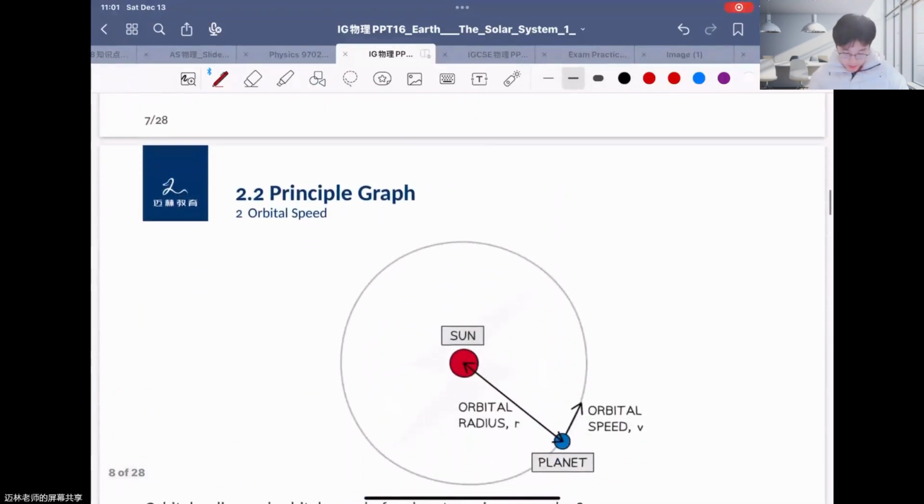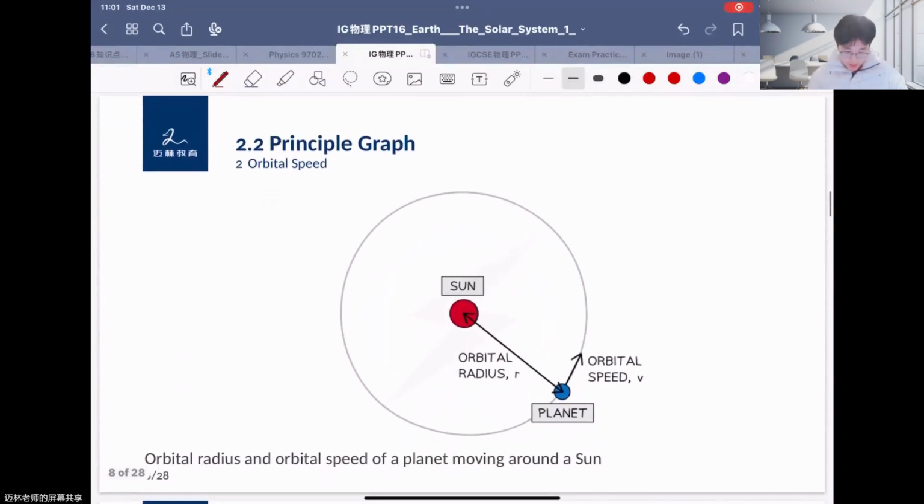Here you can find an example, like a planet just moving around the sun. If you want to calculate the speed, you can use the formula for speed. Speed equals distance moved over time taken, right? Just put the circle's perimeter into the formula, then 2 pi radius over the time taken. That is the orbital radius and orbital speed for the planet moving around the sun.